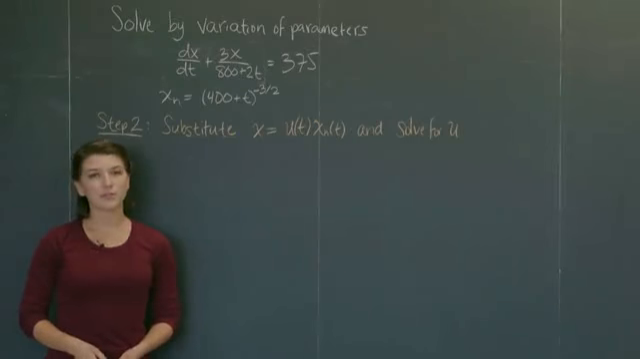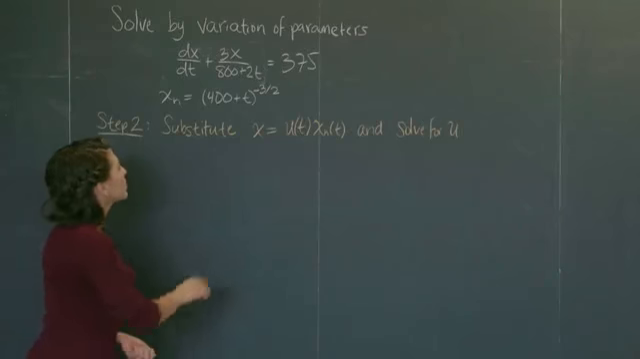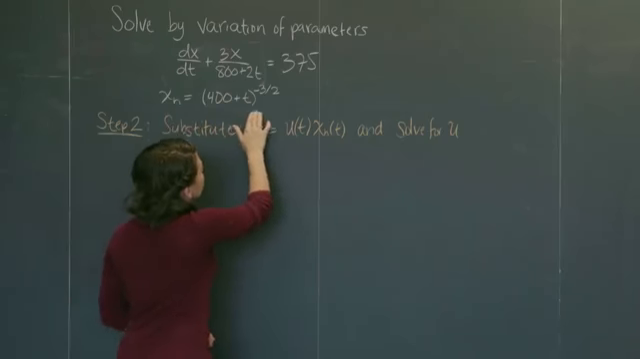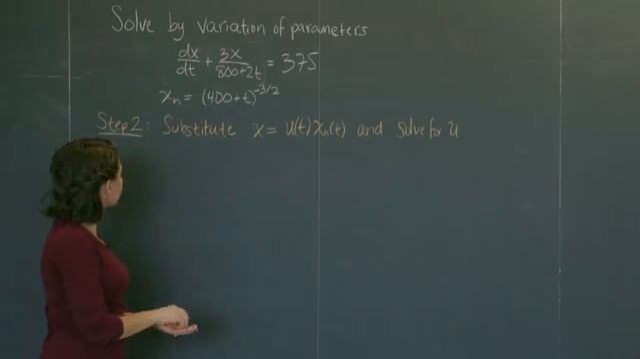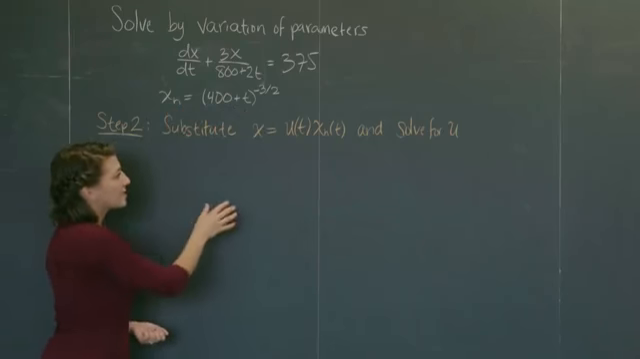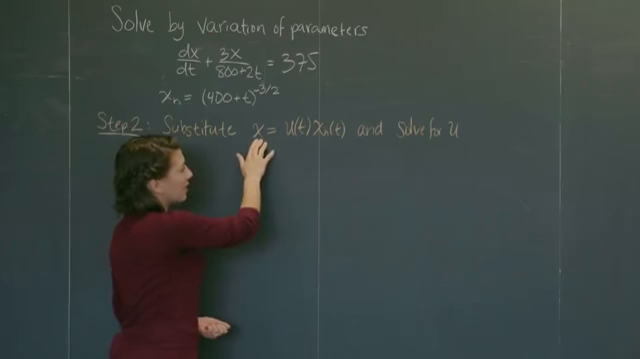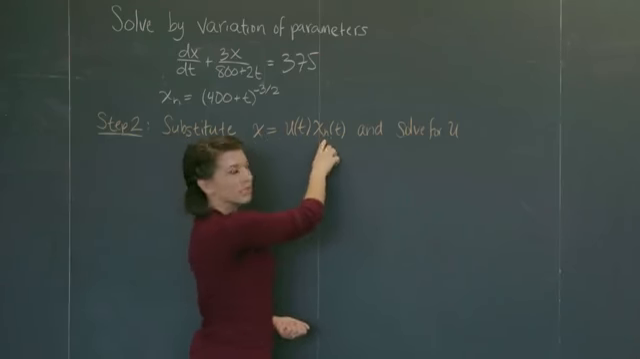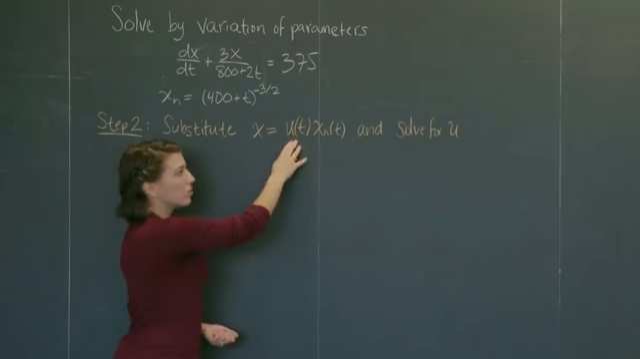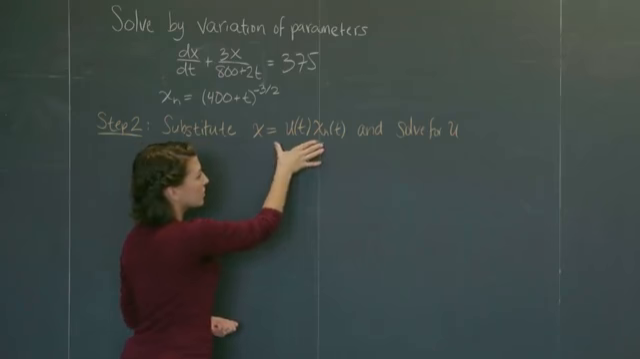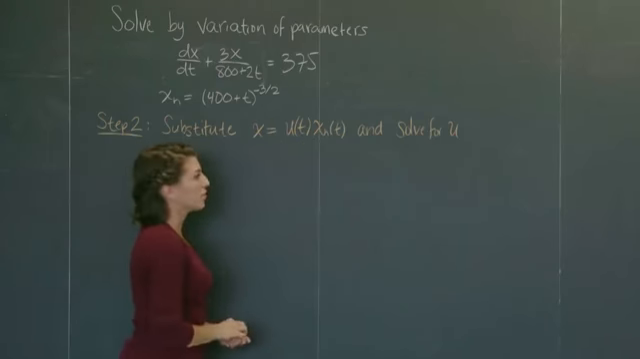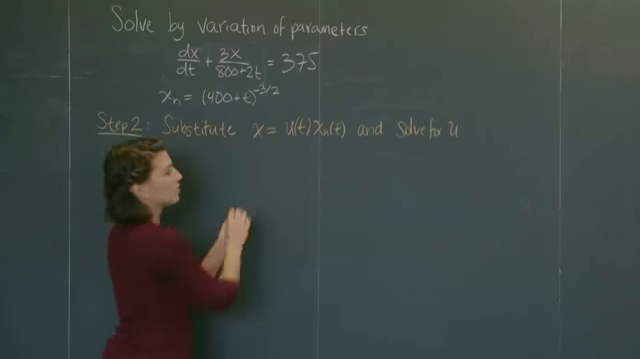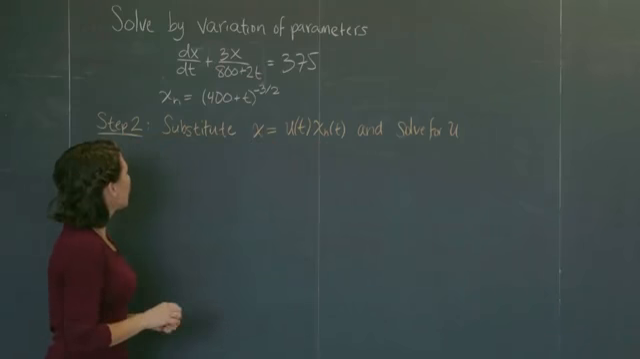Now we're going to move on to step 2 in the method of variation of parameters. We're still solving this differential equation, and in the last step, we found that this is a solution to the homogeneous equation. Now, our next step is to substitute a form of the solution x that looks like a function u of t times the solution to the homogeneous equation. We don't know what this function u of t is just yet, but we're going to make this substitution and come up with an ODE for u. We'll solve for u, and then that will give us the two pieces we need to reconstruct our solution x. So let's do that now.